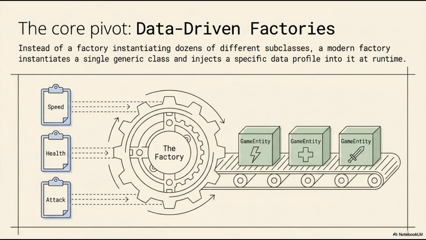This factory then produces generic game entity instances, each imbued with a unique set of attributes, represented by the lightning bolt, plus sign, and sword within the entities on the conveyor belt. This approach greatly enhances flexibility and reduces the need for extensive class hierarchies, enabling more dynamic and data-centric object creation.